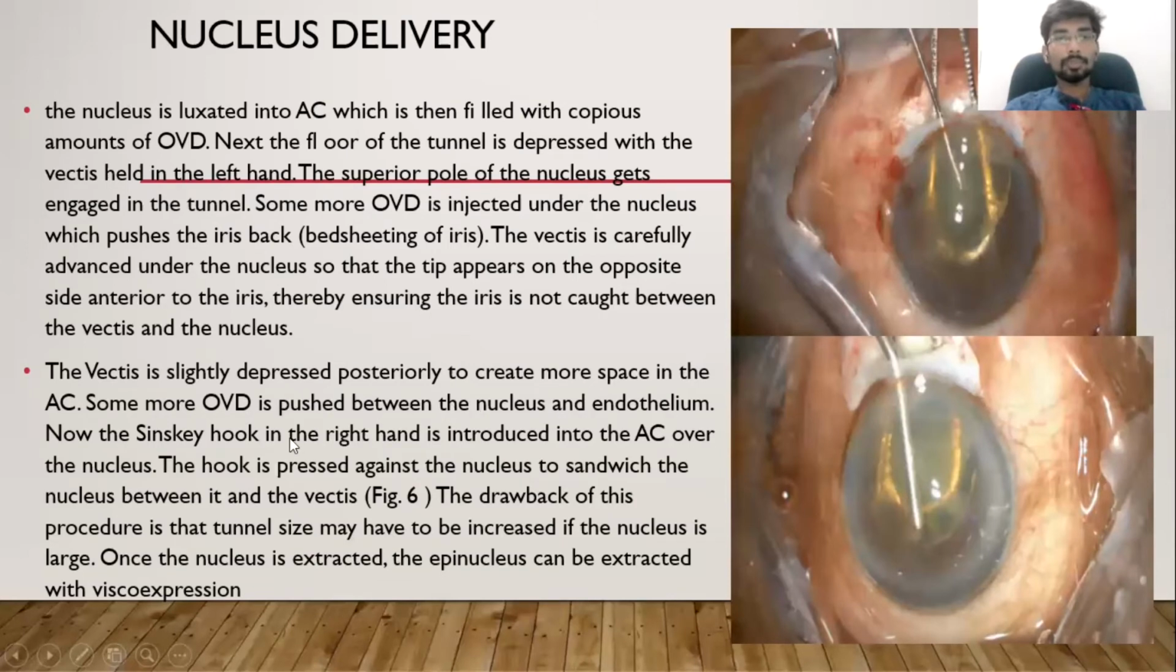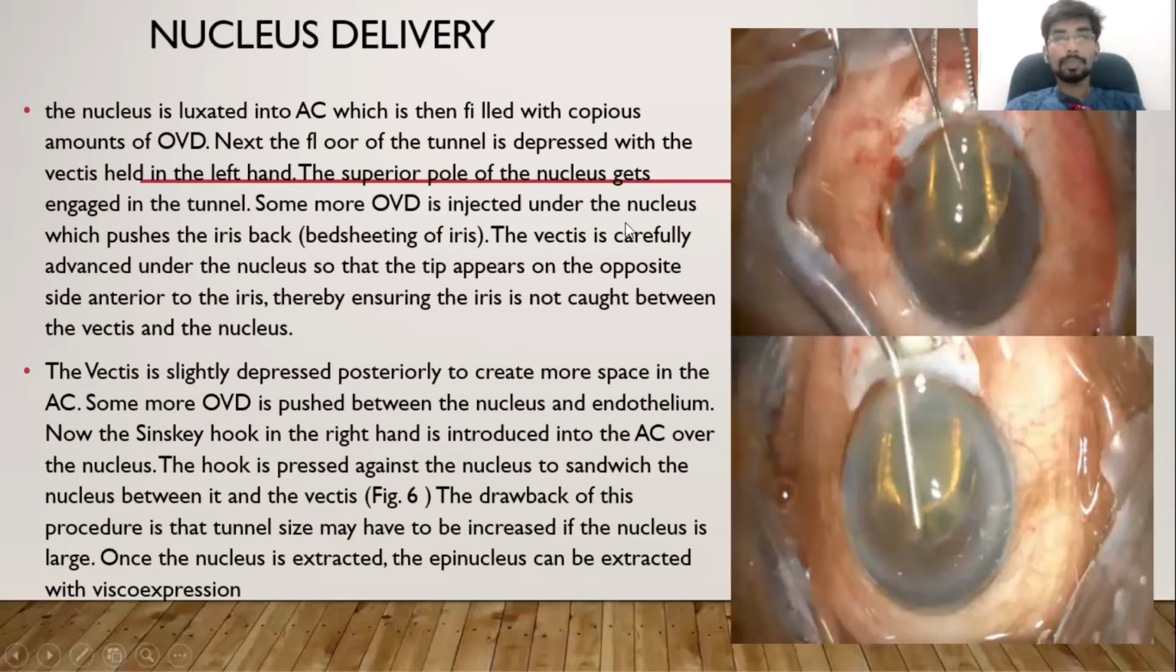Now, the Sinskey hook in the right hand is introduced into the AC over the nucleus. The hook is pressed against the nucleus to sandwich the nucleus between it and the vectis. Drawback of this procedure is that the tunnel size may have to be increased if the nucleus is large. Once the nucleus is extracted, the epinucleus can be extracted with irrigation aspiration.